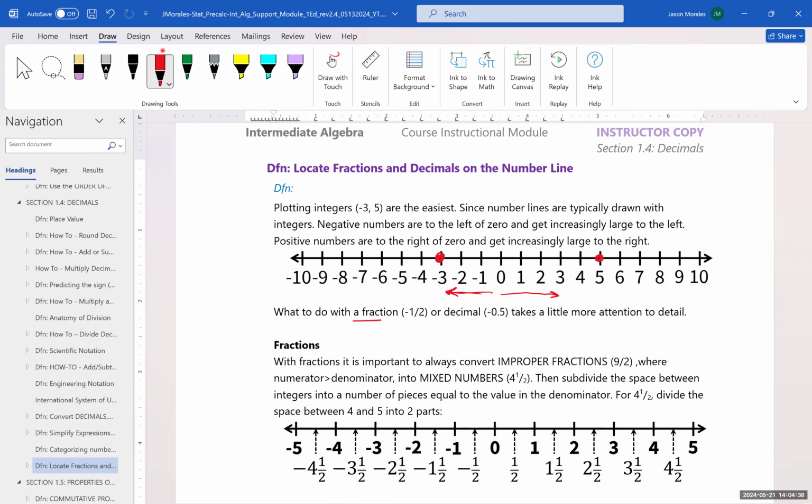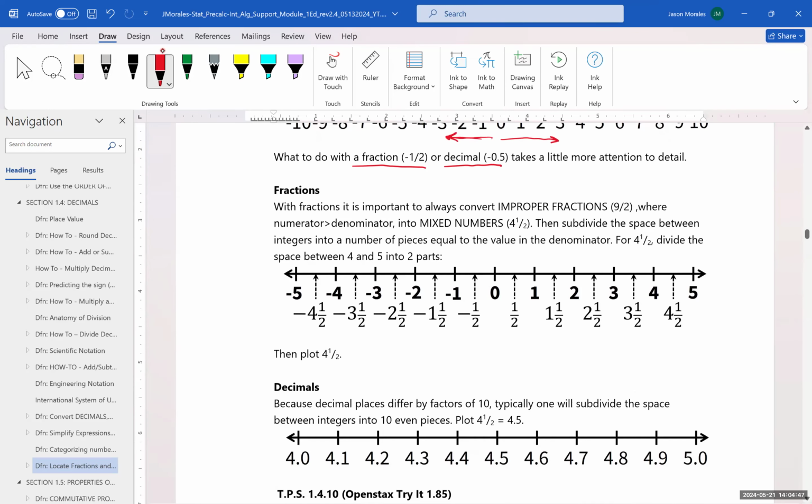What do you do when you've got a fraction or a decimal? This can take a little more attention to detail. So let's look at fractions.